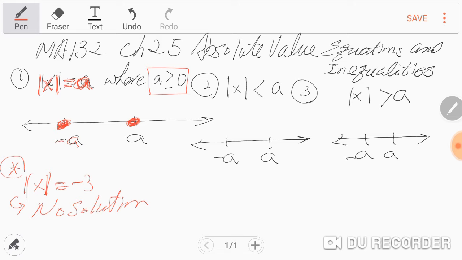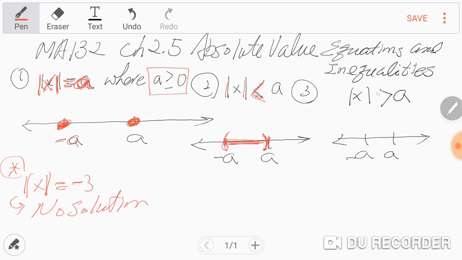The second type is inequality. Absolute value is this time less than a. Then this means the solutions are between positive a and negative a. So absolute value is less than a means x is between a and negative a: x is less than a and x is greater than negative a.